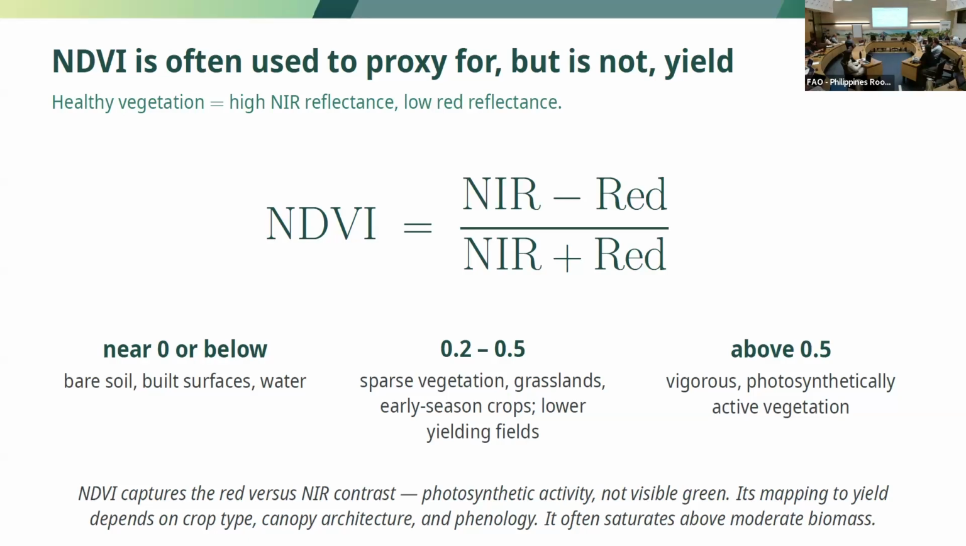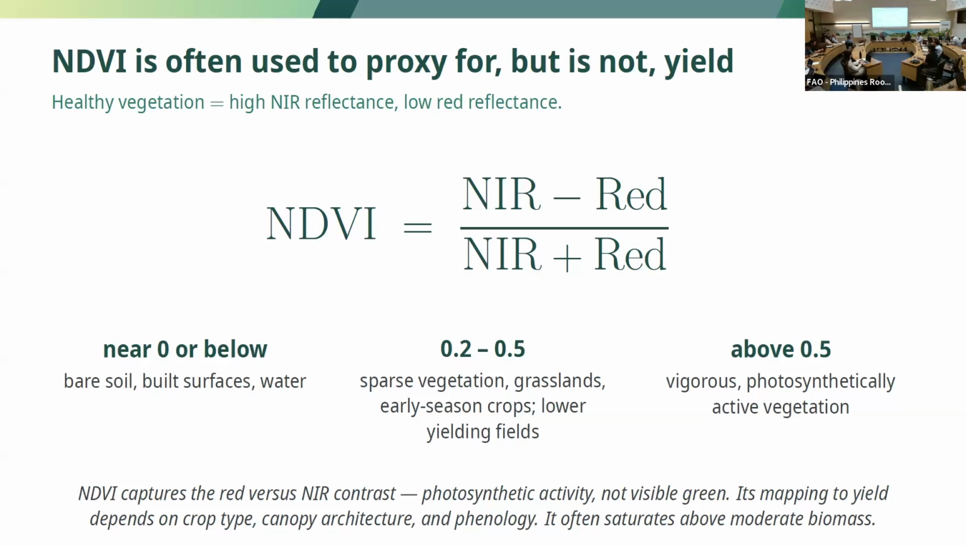When you get to something that's near zero or even below zero, because you can go below zero, that's bare soil, built surfaces, and water. I think sometimes people in casual discussions of what NDVI is, they'll say, oh, this is a measure of greenness, or this is a proxy for yields. But I think it's important to remember, first, the casual characterization of greenness is not even in the construction of the index itself. This is some measure of photosynthetic activity. It's not necessarily visible green.